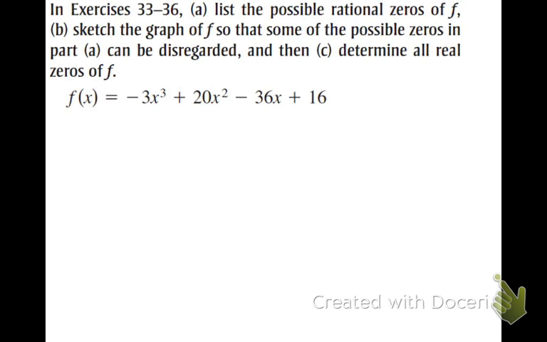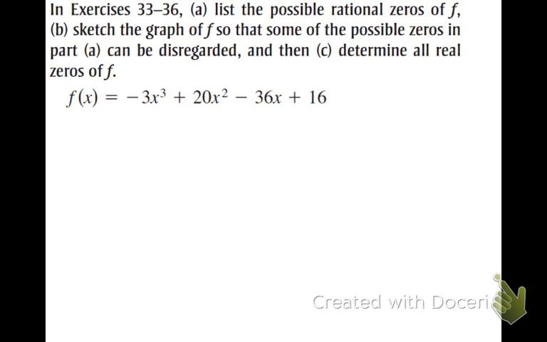List all the possible zeros of f. Did we do that? Yes. Okay, sketch a graph of f so that some of the possible zeros in part A can be disregarded, and then C, determine all the real zeros. Okay, guys, this is all I want you to do for part B. I'll show you, okay? Pretty much do what we've done except for part B.